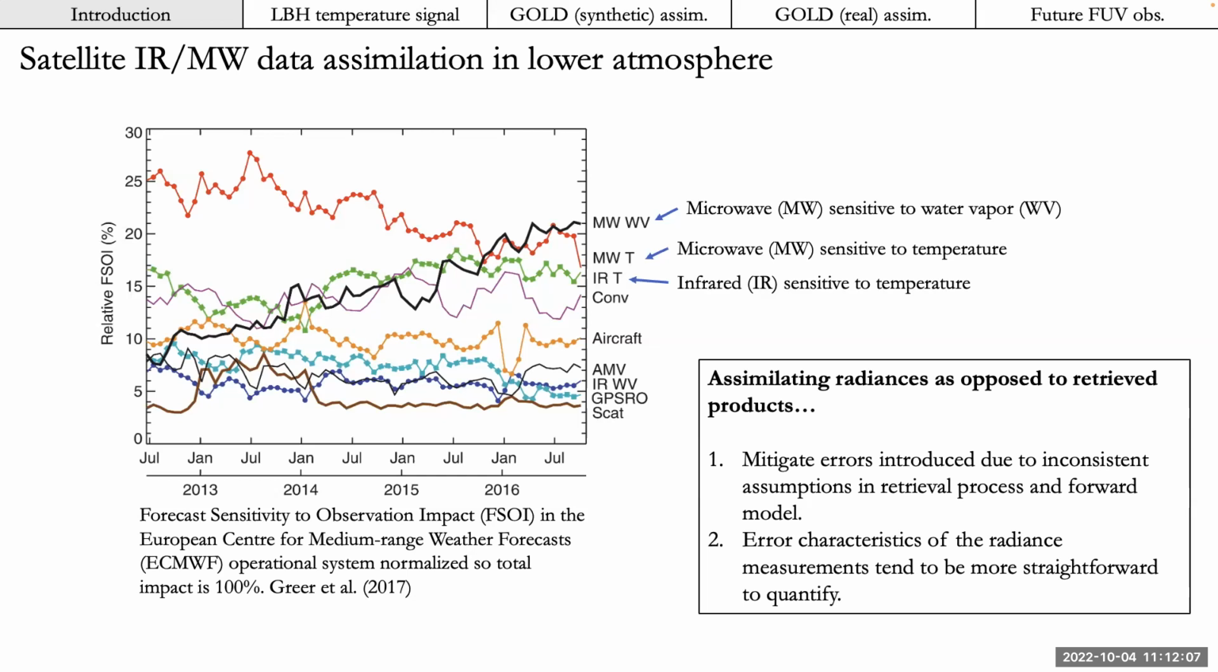This is not to say that retrieved products are not valuable in numerical weather prediction. There are cases where the retrieved products actually lead to a greater forecast skill over the radiances. But in general, assimilating raw radiances is the trend in the lower atmosphere community, at least for the IR and microwave data. And that is really a major motivation for the techniques that we take here.